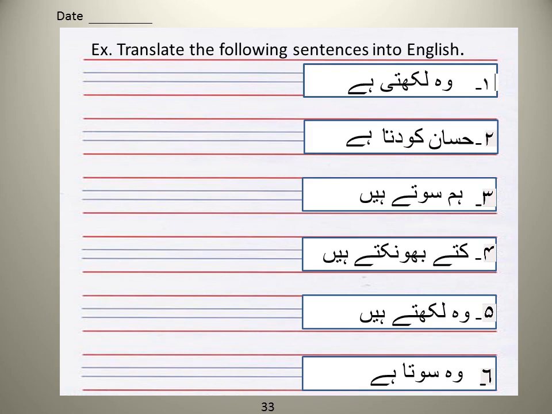वो लिखती है. हम एक लड़की की बात कर रहे हैं. वो लिखती है. She writes. Now we will add S with the verb writes. Full stop. हसान कूदता है. Hassan jumps. Full stop. Because Hassan is a boy, one boy, so I have added S with the verb.